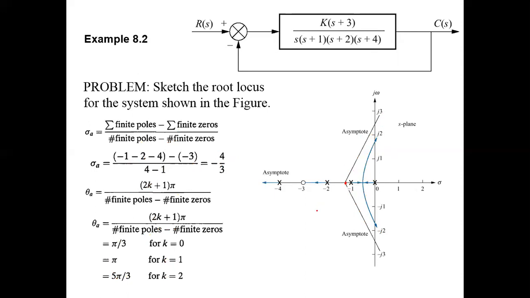So this is our discussion of how to sketch the root locus.